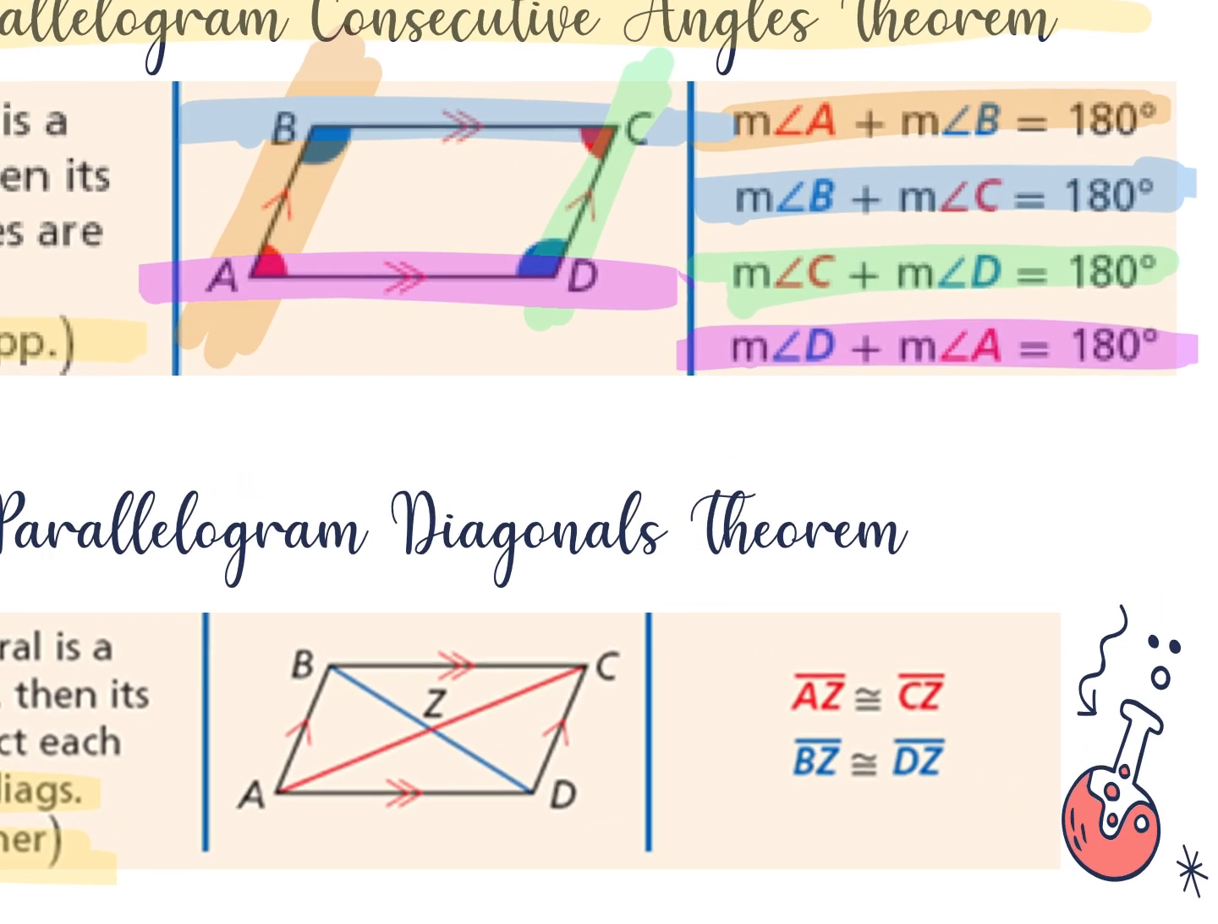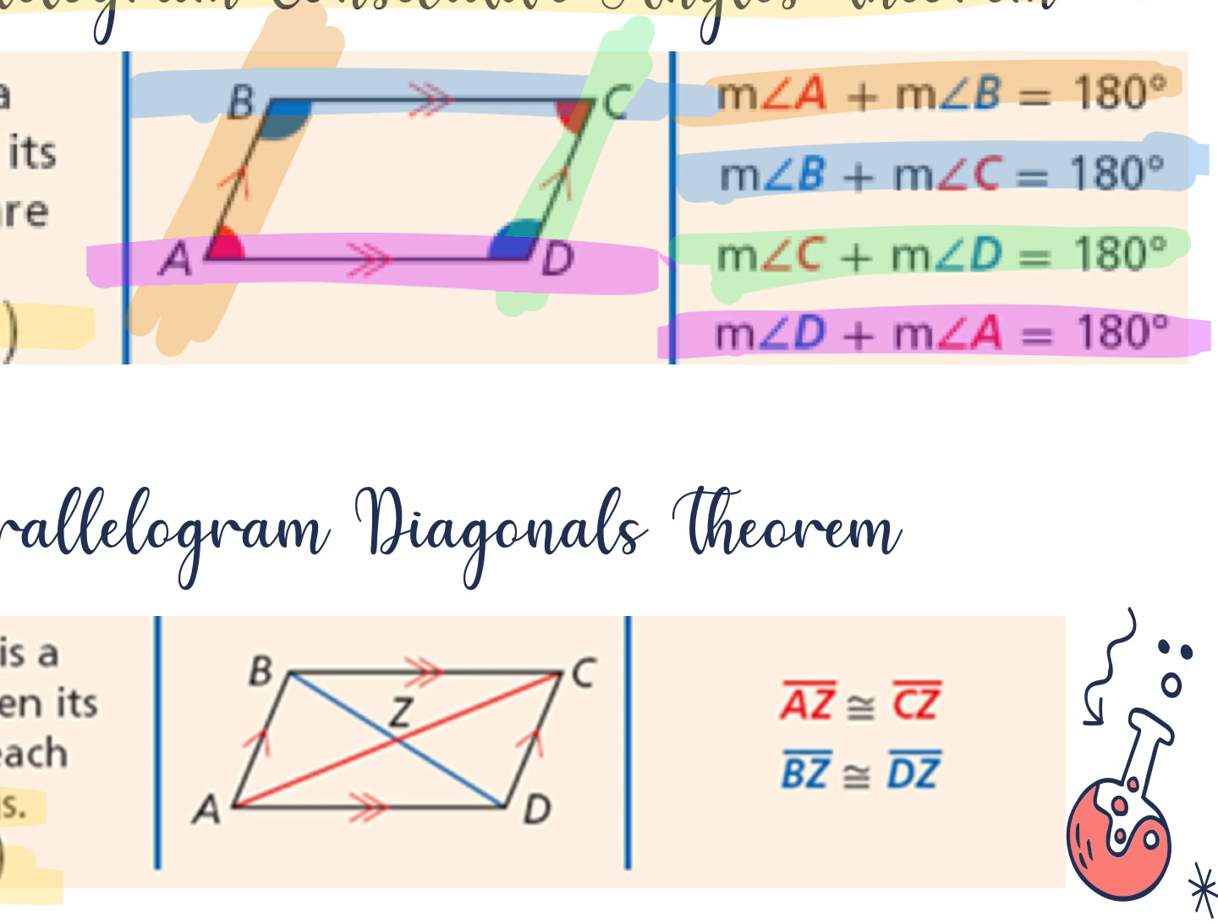So when I'm looking at the example, my diagonals right here, I'm kind of leaving a space in the middle so you could see where it's cut. BZ is congruent to DZ. And AZ is congruent to CZ. Okay, it cuts it in half equally. So I'm going to draw my congruency marks. These 2 lines are congruent.